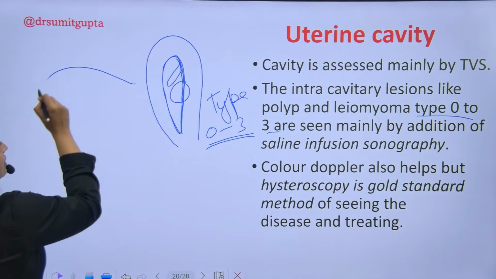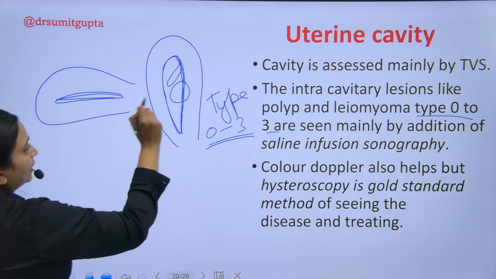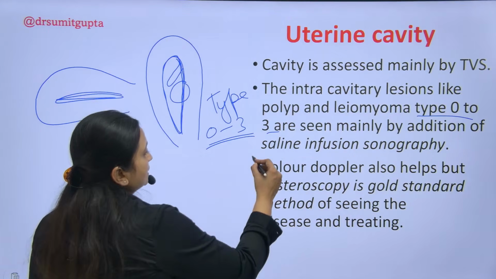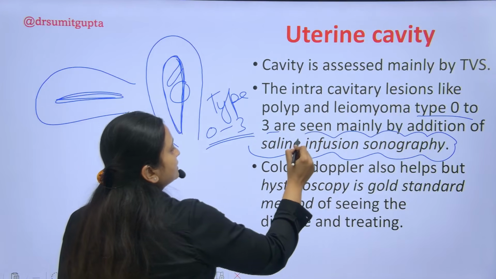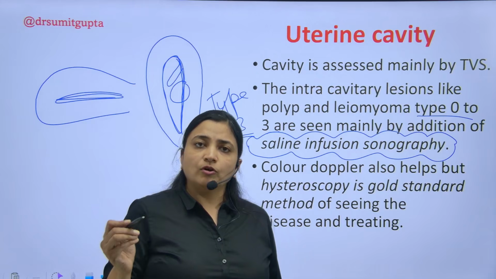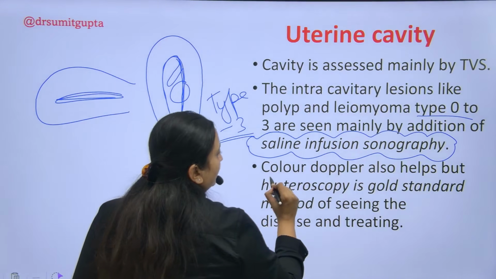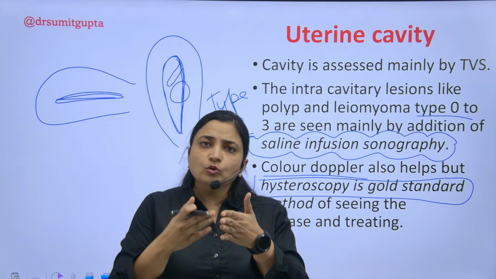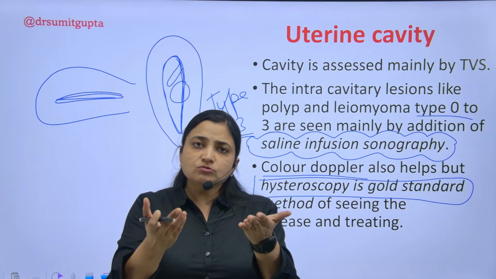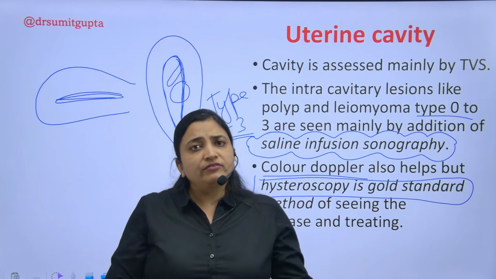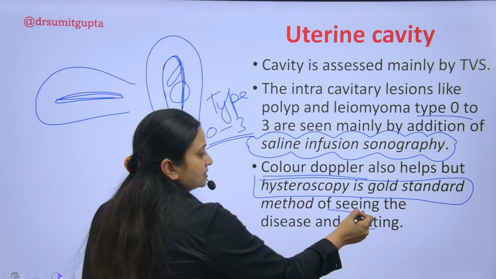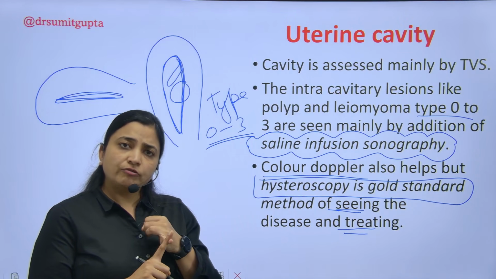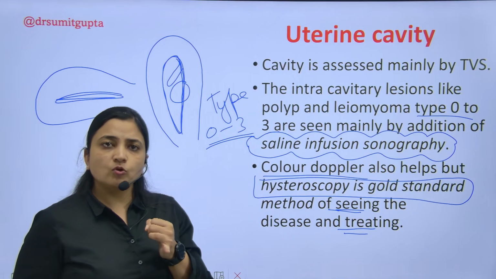But normally in 2D transvaginal sonography, this is opposed and you are not able to make out whether it is endometrial hyperplasia or a polyp or a fibroid. What do we do? The answer is saline infusion sonography. It is a marvelous technique and it gives you a very fair idea of what you are dealing with. I'll be talking about it in a short while. Color Doppler helps, but hysteroscopy is the gold standard. What is hysteroscopy? You introduce a scope through the cervix inside the uterus and from your own eyes you see whether it is a polyp or a fibroid, and at the same time you can treat the disease. So see and treat. So for uterine cavity, start with transvaginal sonography. If you suspect something, you can go for SIS or color Doppler, but hysteroscopy is gold standard.